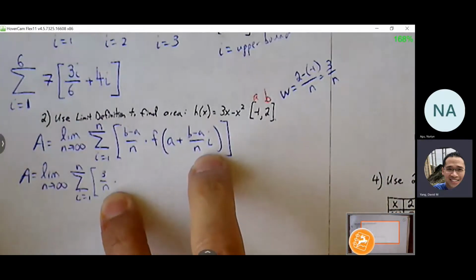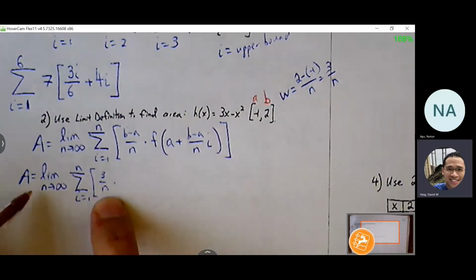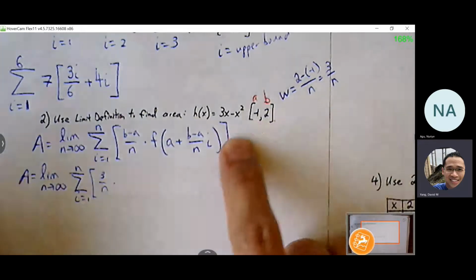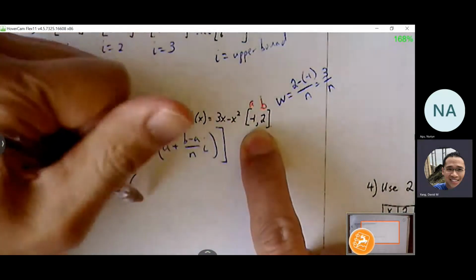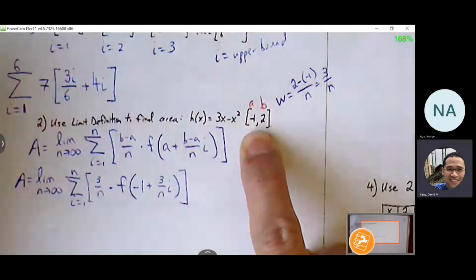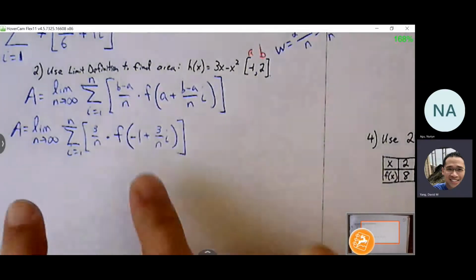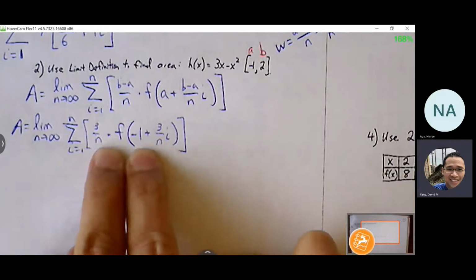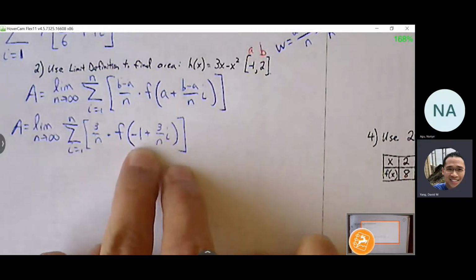Again, we're not going to replace n with a number, because if we do, then all of a sudden we're down to approximations again, right? We want exact values. So we're holding on to n because we're pushing the number of rectangles out to infinity. a is -1. Okay, any questions so far? Okay, we know that this is in function notation. These are not compatible, right? We can't multiply 3 over n times f of -1 plus 3 over n, so we got to get this out of function notation.